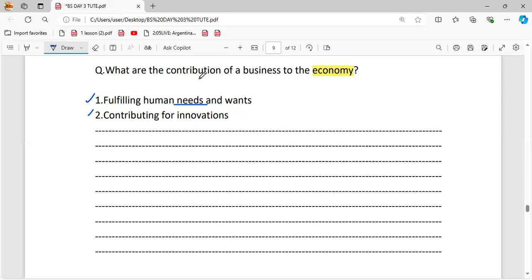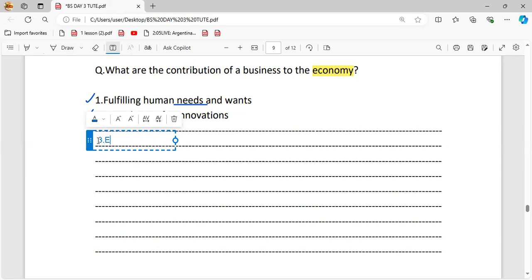They are the ones who are bringing innovations into the country. If the business is not there, who is going to bring the innovations? There is no one to bring the innovations. Therefore, what is the second contribution? What is the second advantage of business? Contributing to innovations. Then what is the third one?